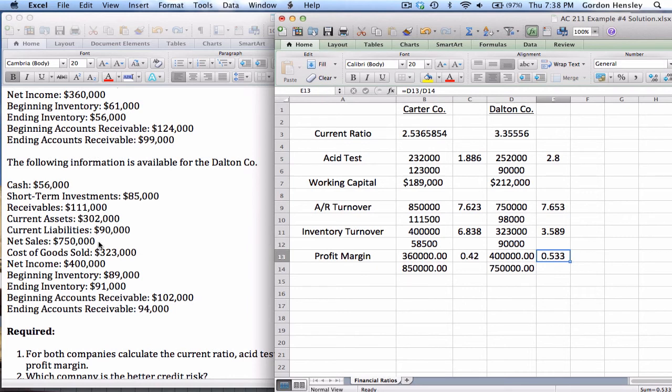So that completes part one. And then for part two, to answer our question, well, really, I would say both companies are in pretty good shape. But if I absolutely had to pick one over the other, overall, I would say Dalton Company. Even though I have to admit, Carter Company had a much higher inventory turnover, but on everything else, Dalton Company had a much higher answer. So chances are we would tend to favor them as a better credit risk.